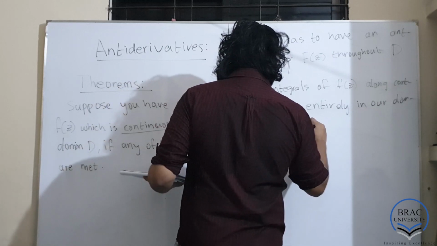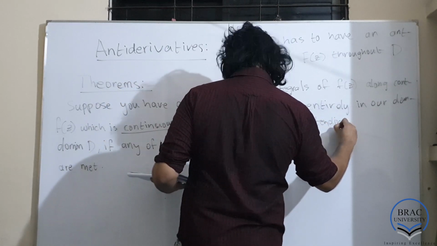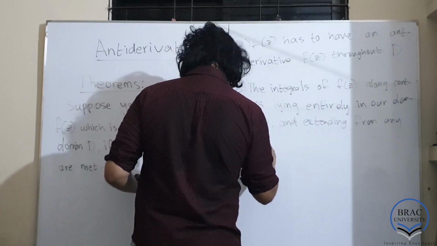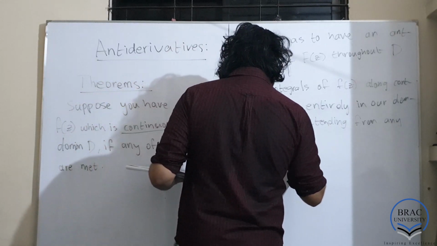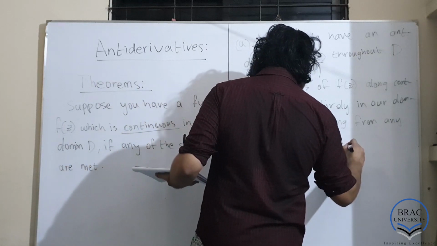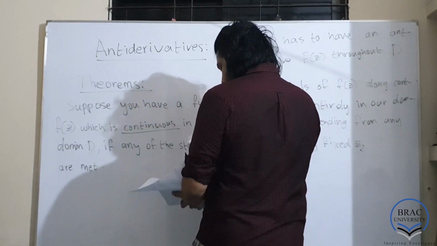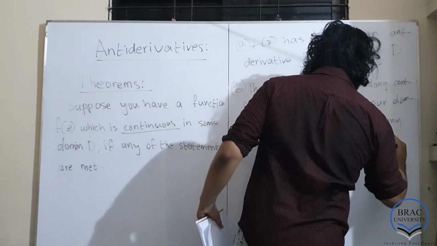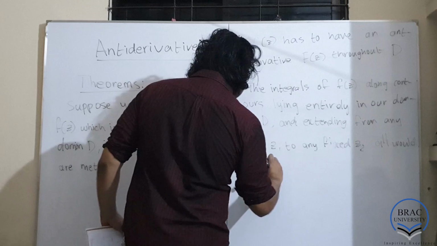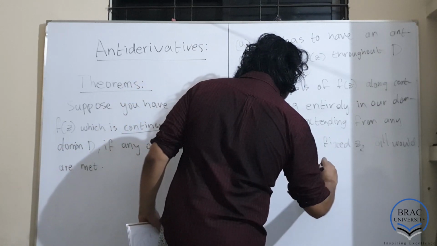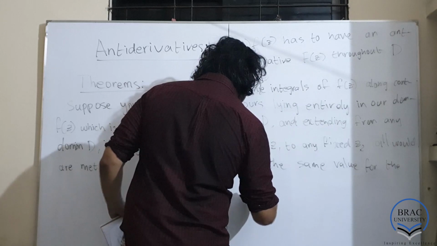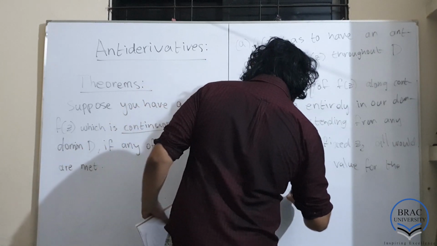and extending from any fixed point z1 to any fixed point z2, these points being your limits of your integrals, all would give the same value for the definite integral, okay? Definite integral.